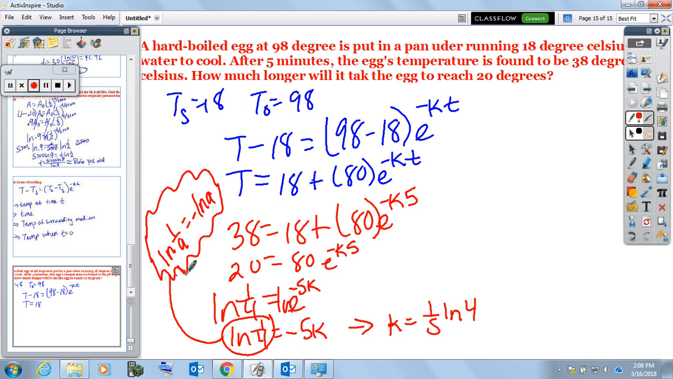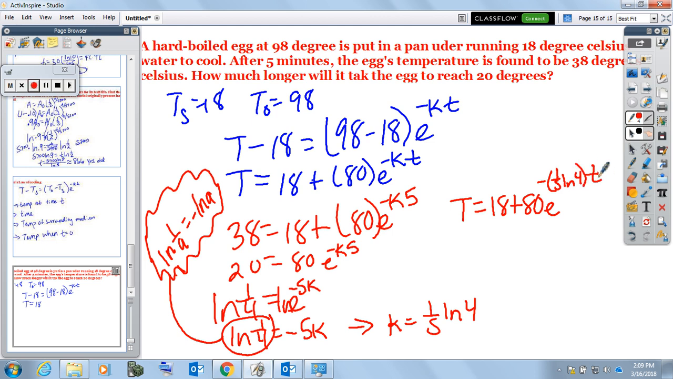Alright, so we're not quite done. That was just k. But now we need to find how much longer it is going to actually take to get there. And so the egg's temperature at a time t can really be represented as, like we've done so far, 18 plus 80 times e to the k. Well, k in this case now would be negative 1/5 natural log of 4 times t.